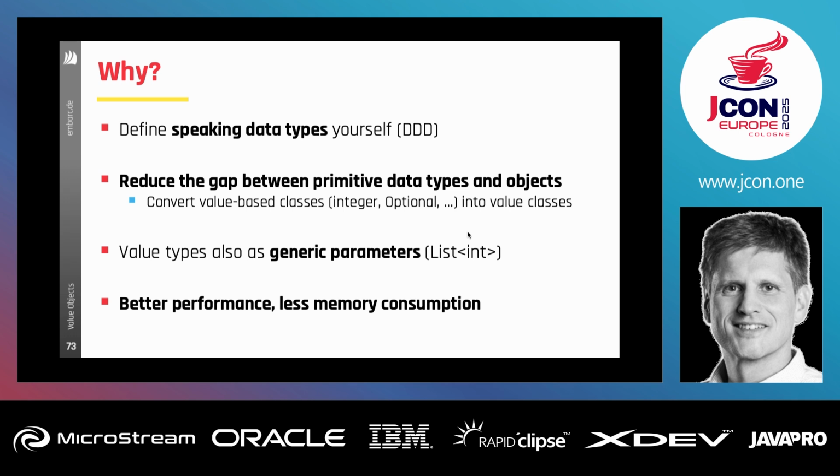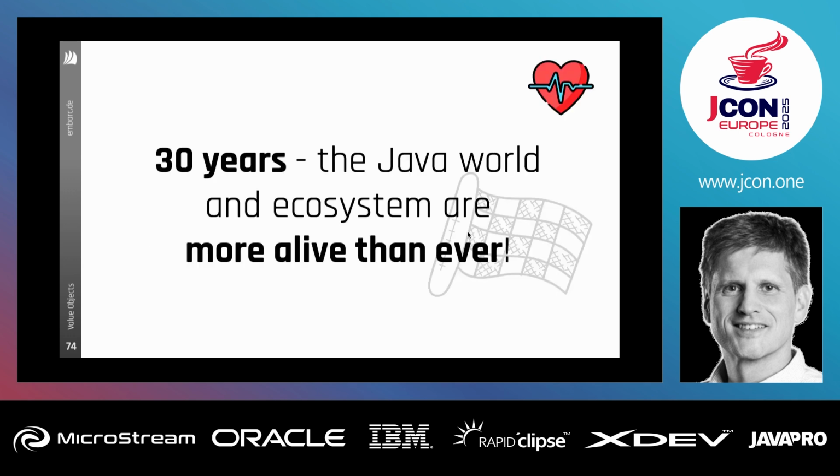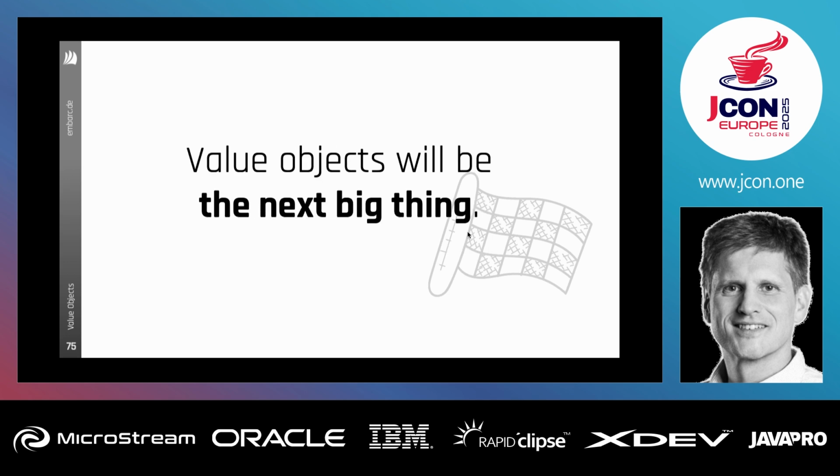The JVM always gets faster from version to version. And for me, Java is now 30 years old, and I think, and I hope you are of the same opinion, that the Java world and the whole ecosystem is more alive than ever. And like the virtual threads in Java 21, like the Stream API and Lambda expressions in Java 8 and so on, we have a new big topic. It's called value objects. I hope it will start in maybe a few months, I don't know.